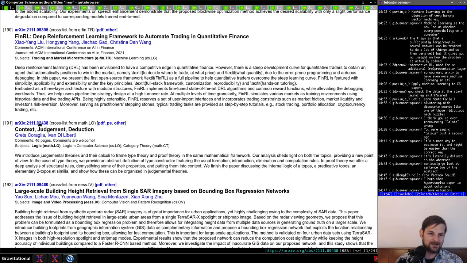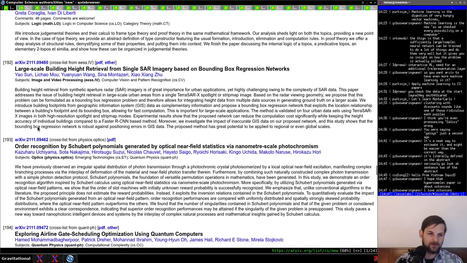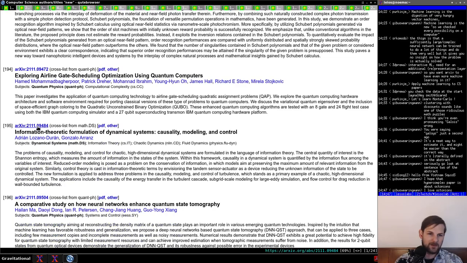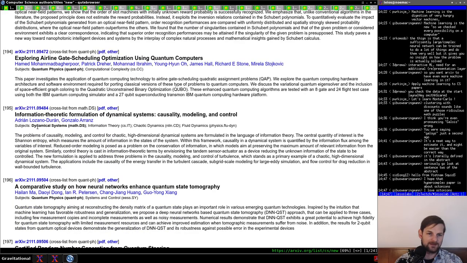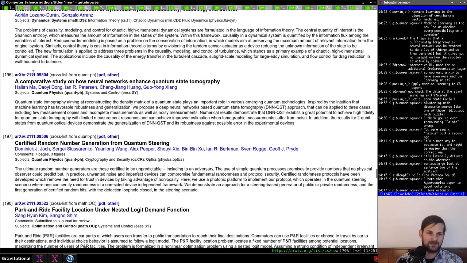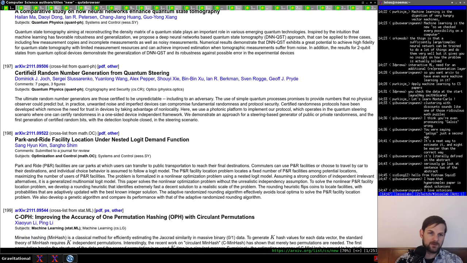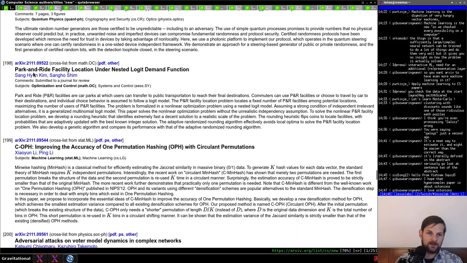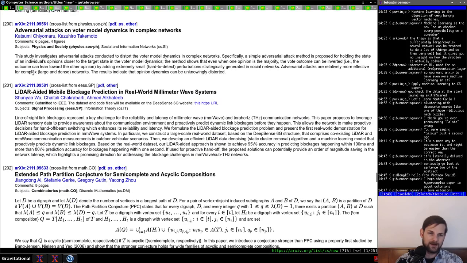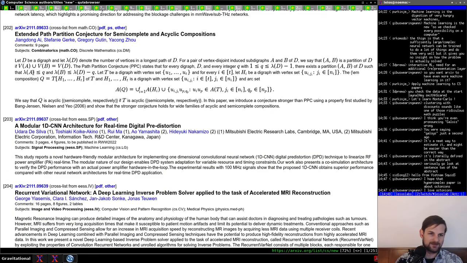Context judgment and detection, large-scale building height retrieval, order recognition by Schubert polynomials generated by optical near field, information theoretic formulation of dynamical systems, exploring airline gate scheduling optimization using quantum computers. Okay, you got my interest in there, or you got my attention. Comparative study on how neural networks enhance quantum state tomography, certified random number generator for quantum steering, park and ride facility location under nested logit demand function. May be interesting, but I'm not going to click on it. That one I'm not going to click on just because it's too much math.